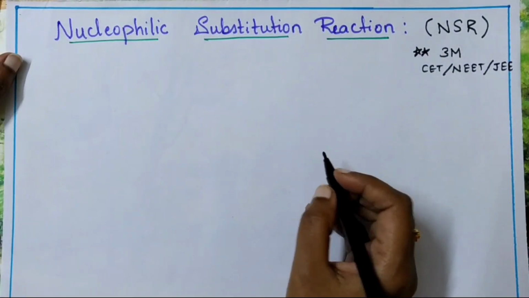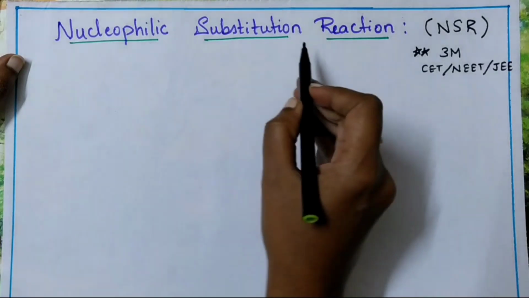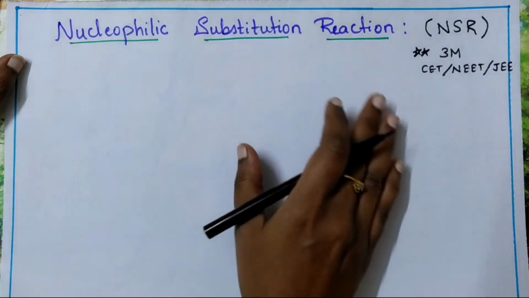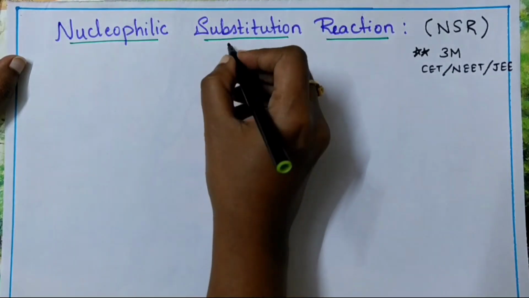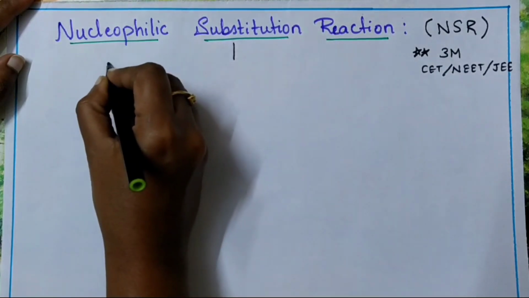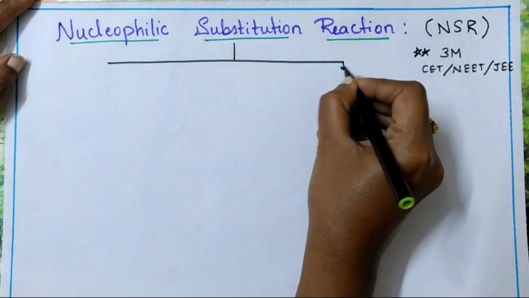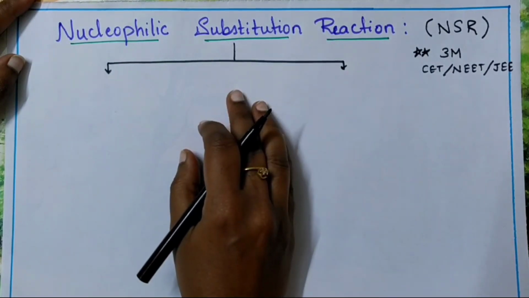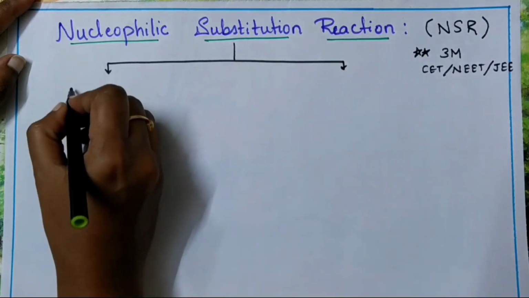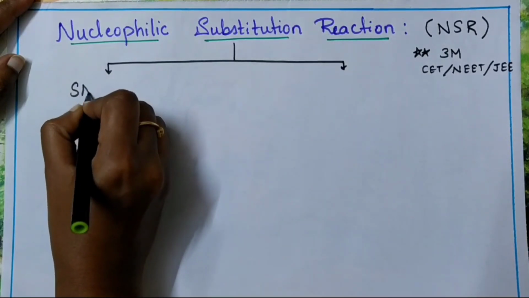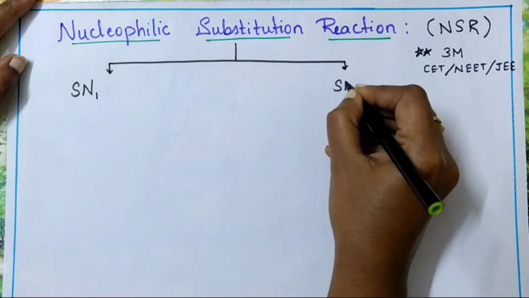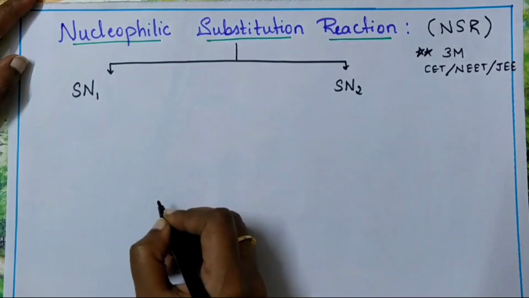We are going to discuss nucleophilic substitution reaction only, but in a deeper way, not just a general reaction. We are also going to study the types of these nucleophilic substitution reactions. It is going to be of 2 types, that is SN1 reaction and SN2 reaction.